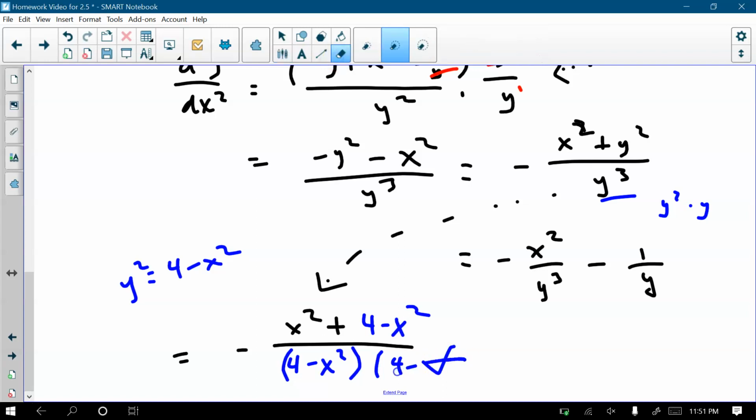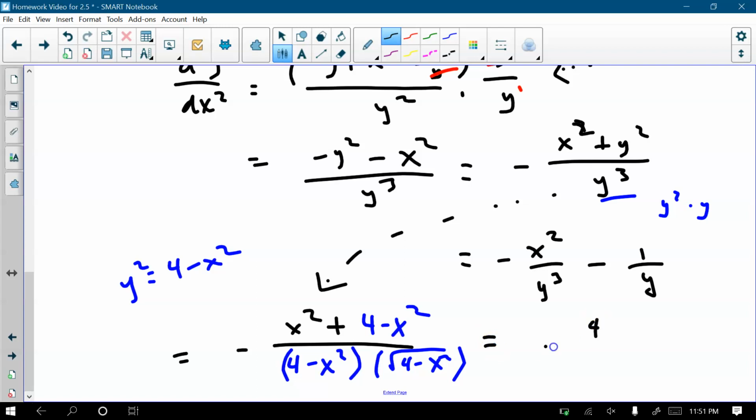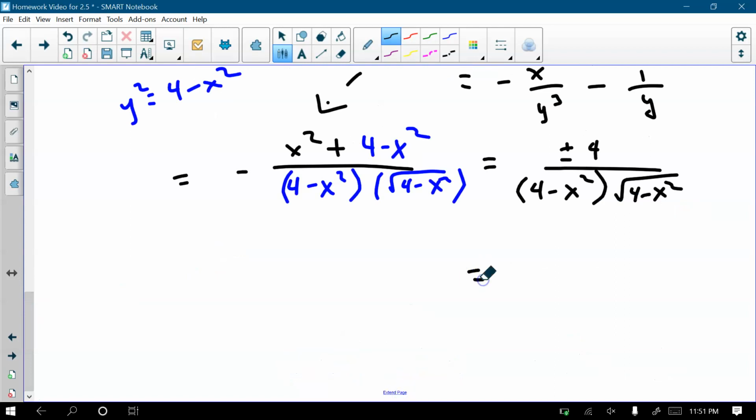Wrote that wrong. Help me. So now what that can get me is 4 over 4 minus x squared times the root of 4 minus x squared with a plus or minus, or it could just get you plus or minus 4 over 4 minus x squared to the 3 halves.